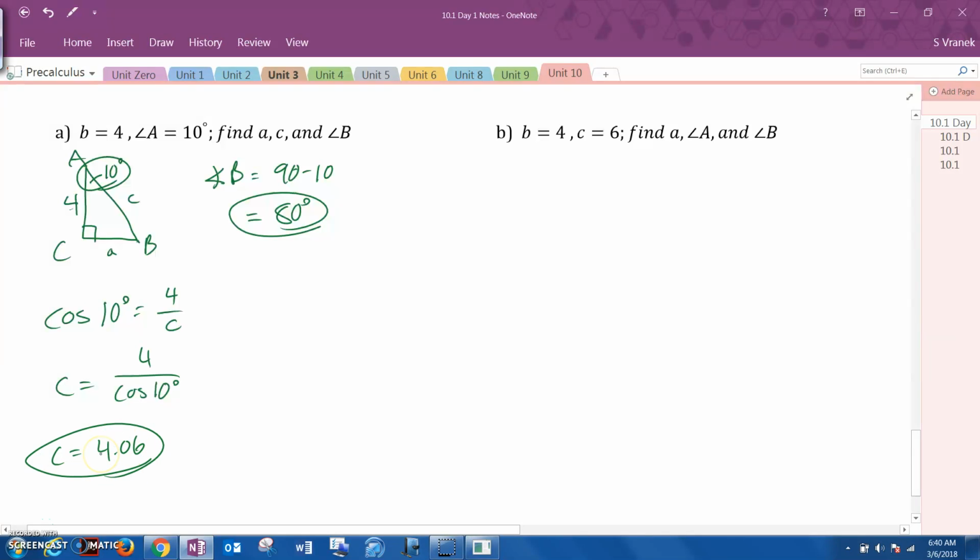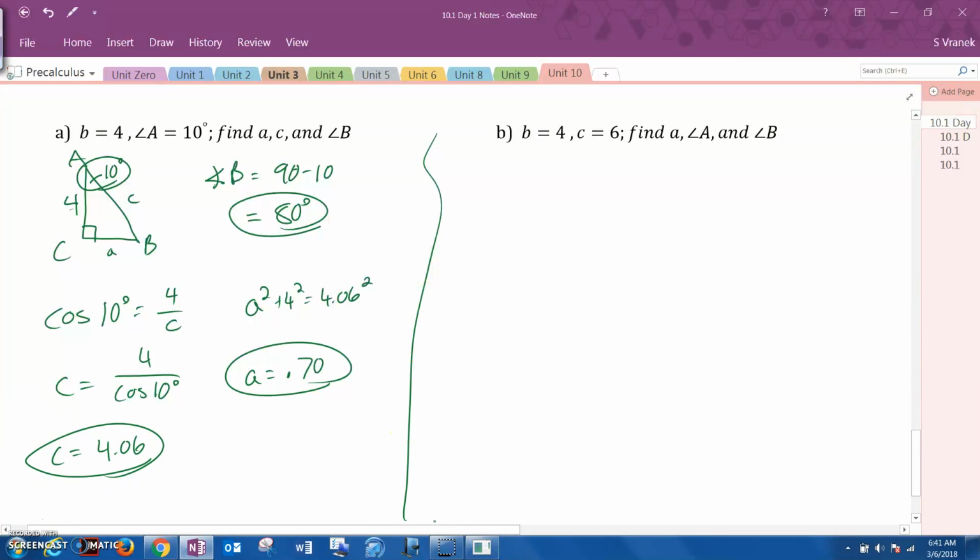So I found C now. So now I can find A. A squared plus 4 squared equals 4.06 squared. Then when you do the math, you get a very small number. You get A is equal to 0.69. Actually 0.70, it rounds up. Okay? And there we go. So use trig to get 1, then Pythagorean theorem, or you can use trig again.